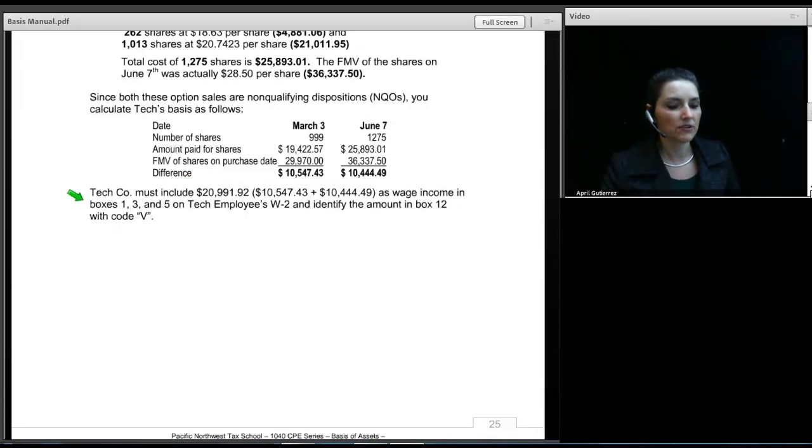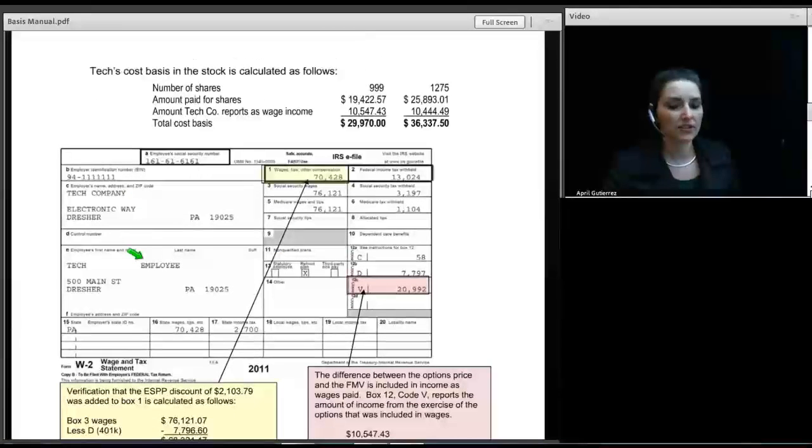The employer has to include that as wage income in boxes 1, 3, and 5 on his W-2, and we should be looking on that W-2 in box 12 for a code V with $20,991 next to it. So let's look at his W-2.